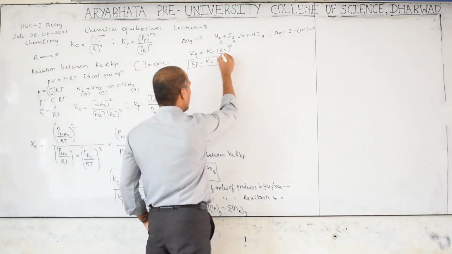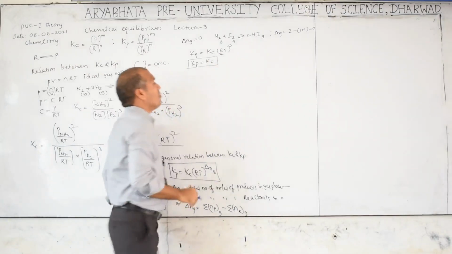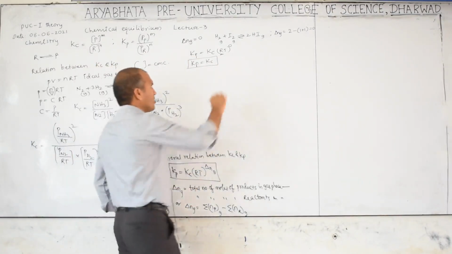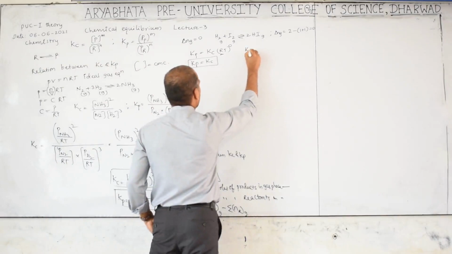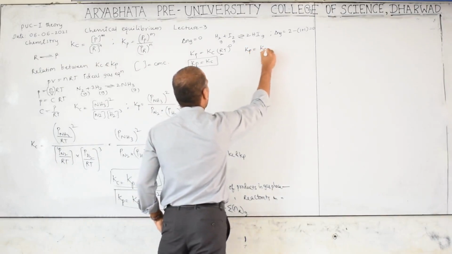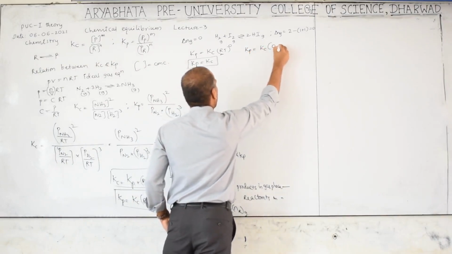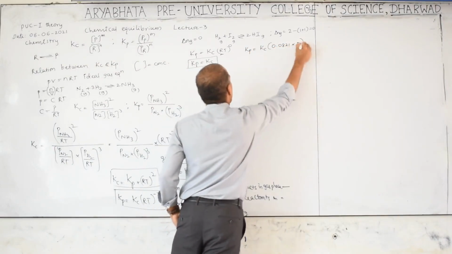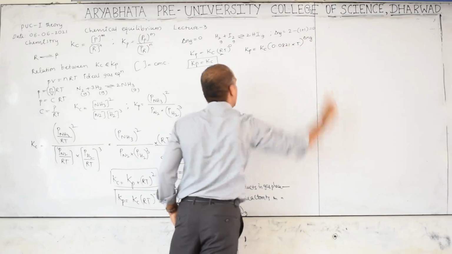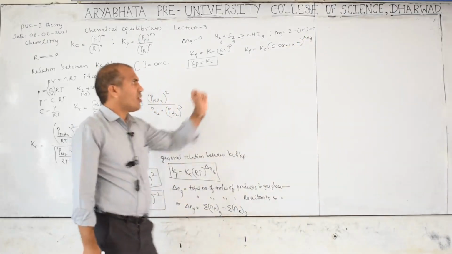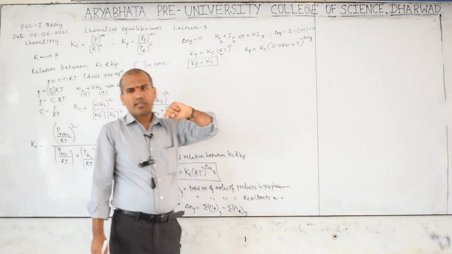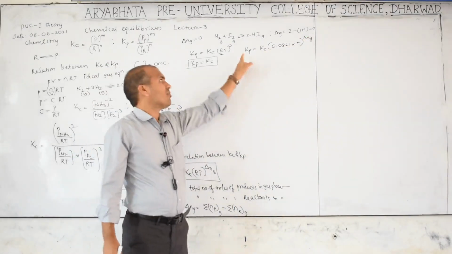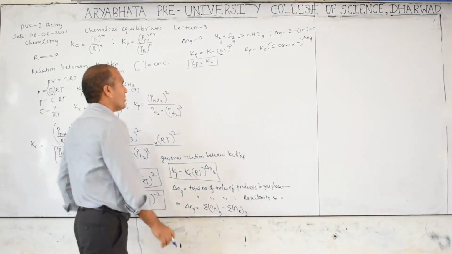Keep in mind this R, because P means pressure in atmosphere. To remember this equation easily, you can write it like this also: R value 0.0821 into temperature whole power delta Ng. Why are we writing the R value? You learned in states of matter that different values are there. I wrote 0.082 because this Kp is in atmosphere.